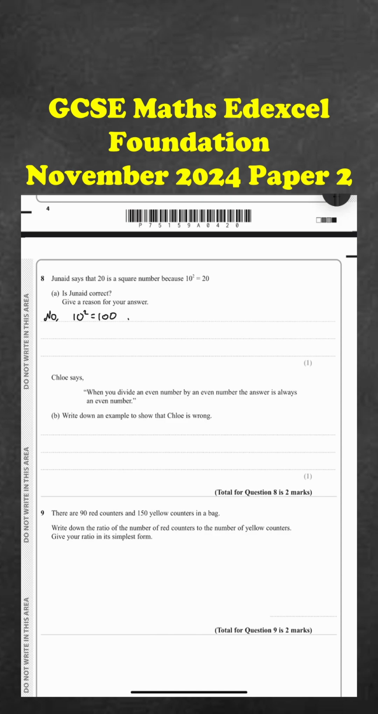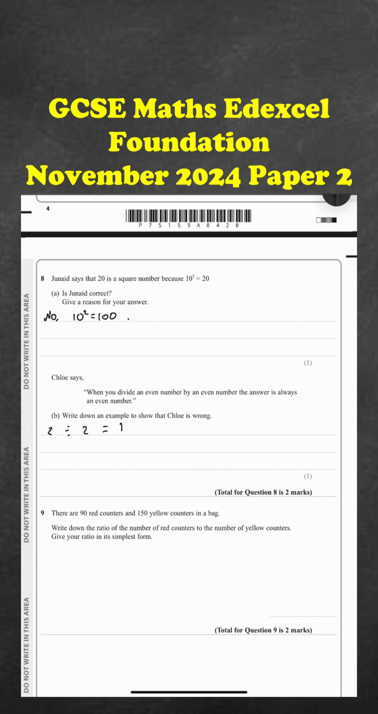Chloe says, when you divide an even number by an even number, the answer is always an even number. Write down an example to show that Chloe is wrong. 2 divided by 2 equals 1 is a good example. There's loads of examples. You can do 12 divided by 4 is 3. 10 divided by 2 is 5. Lots of examples.